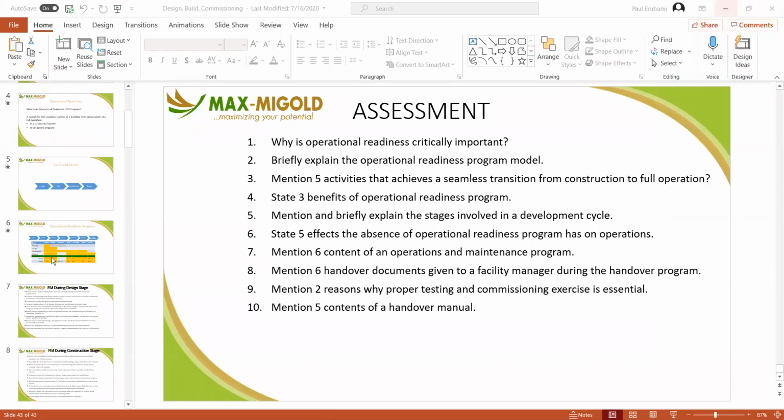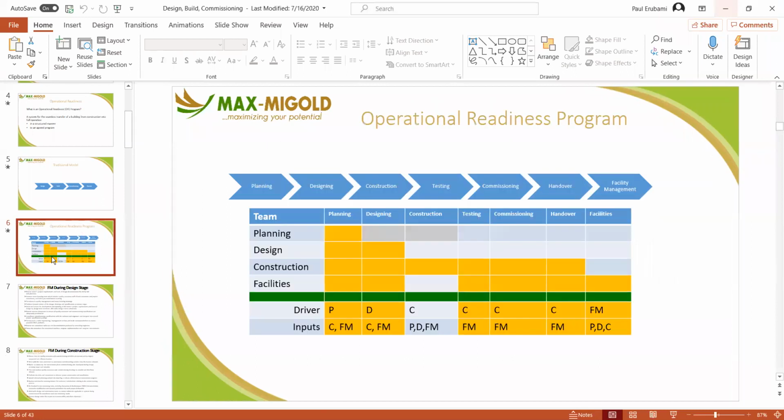I just want to know the coloring there. Does it mean anything? The blue and the yellow. Yes. So if you look at it, there is the driver and the inputs, right? It just highlights who plays different roles. If you look at the bottom two rows where you have the driver and the input, that explains everything. So forget about the coloring.